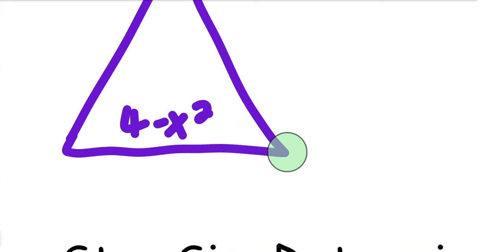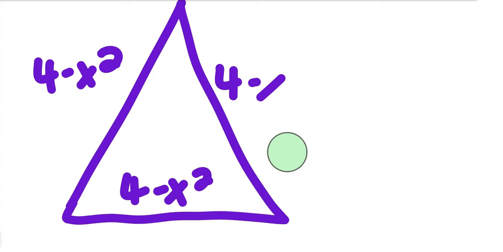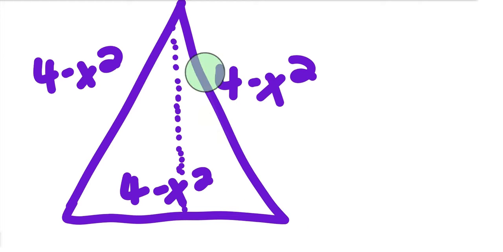All right? And the same is going to be true for the sides. 4 minus x squared here, and 4 minus x squared here. Now, here's the issue, and I want to make this a little bit thinner. It's a little bit too thick. The issue is, how do you find the area of a triangle? Well, you have to know its height, right? So we need to know the height of that triangle in terms of x, right? So to solve for this, we're going to have to use the Pythagorean theorem.